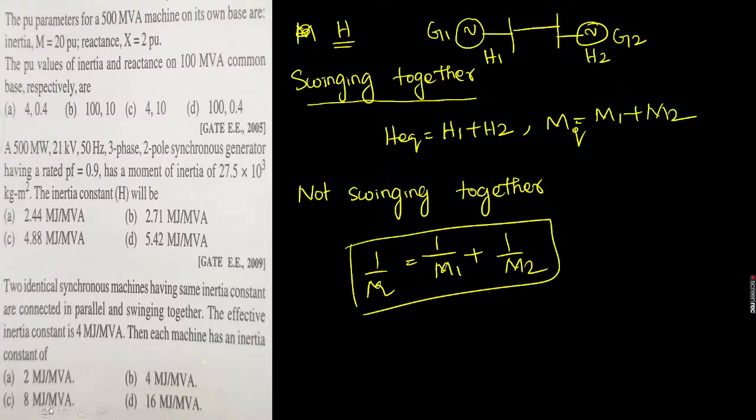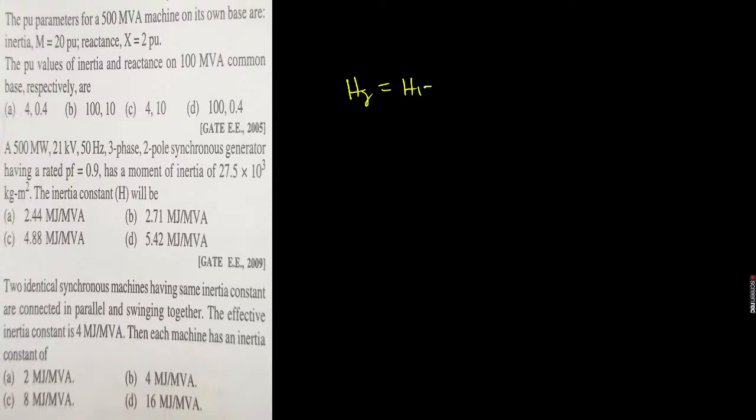Okay, sir. Anyway, in our question, the machines are swinging together. When the machines are swinging together, how will you solve this question? H is equal to H1 plus H2. Since they told both machines have the same rating, the total value is equal to 4. 4 is equal to H1 plus H2.